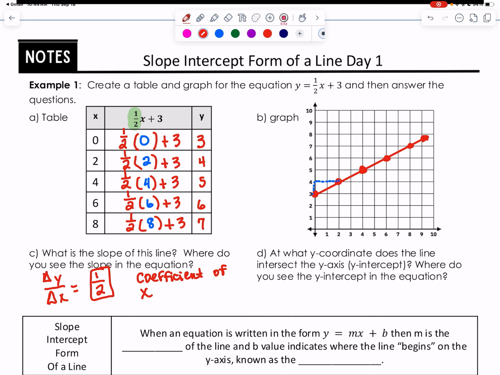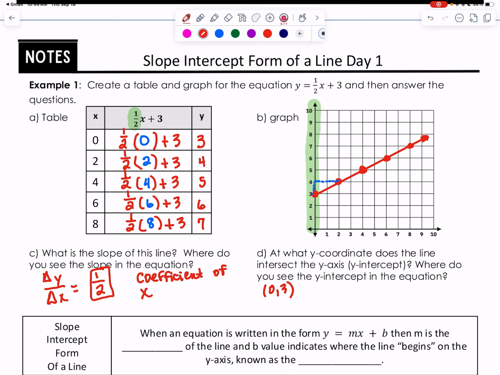Question D. At what y-coordinate does the line intersect the y-axis, also known as the y-intercept? And then where do you see the y-intercept in this equation? So look at your red line here in the graph and find out where it touches the y-axis. Now, let me highlight the y-axis for you, just in case you've forgotten. This is the y-axis. It's our vertical axis. And notice that line touches the y-axis at the point 0, 3. So that's our y-intercept.